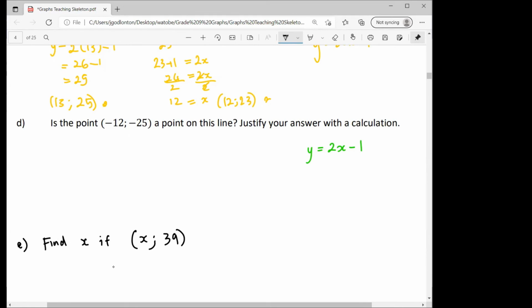Okay, so D, is this a point or is it not a point? Show me with a calculation. And E, find x. Nice, Aviyile, well done. Yes.